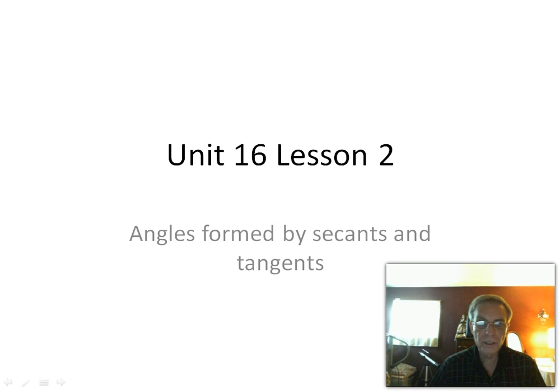Hello, this is Unit 16, Lesson 2. These are angles formed by secants and tangents. These are a little bit more complicated than what we talked about in the previous lesson about the inscribed angles, because these actually you have to take two parts of the circle and put together and then divide by 2.